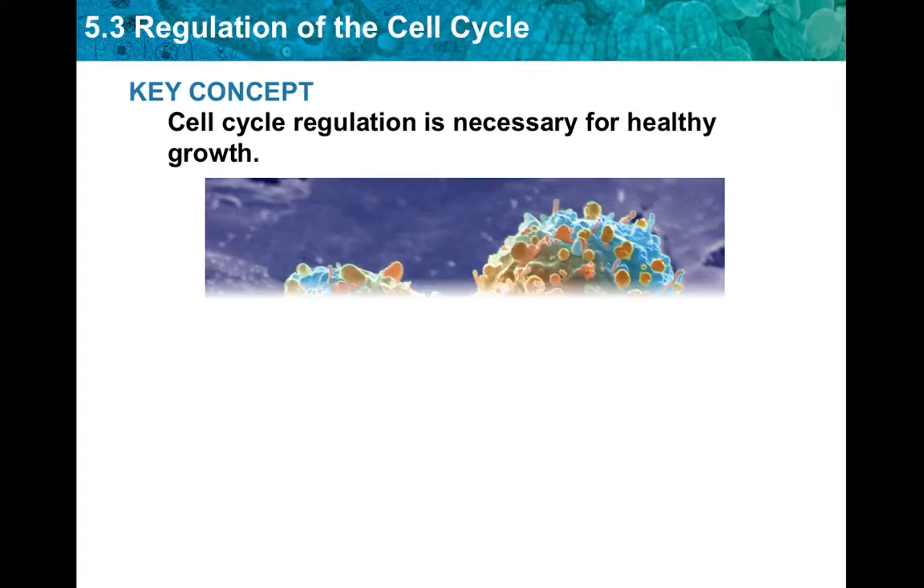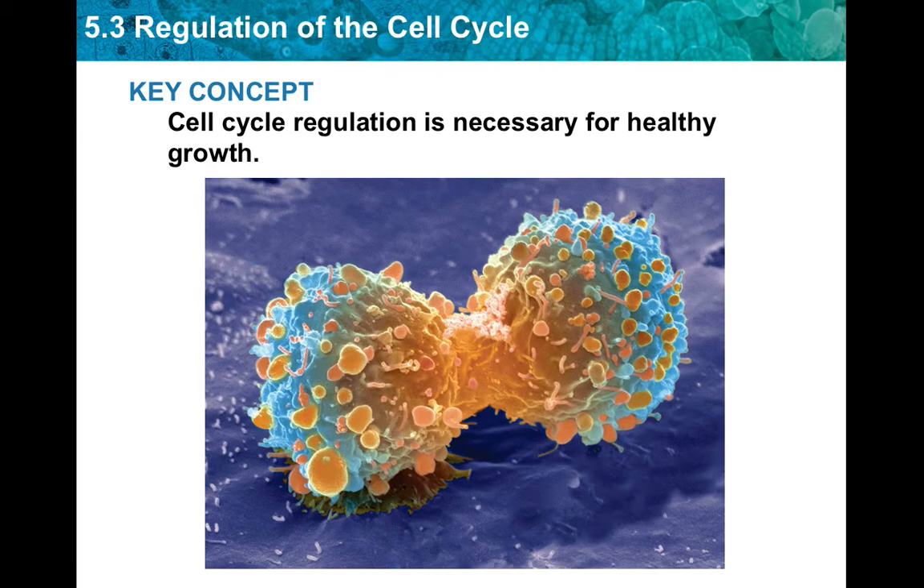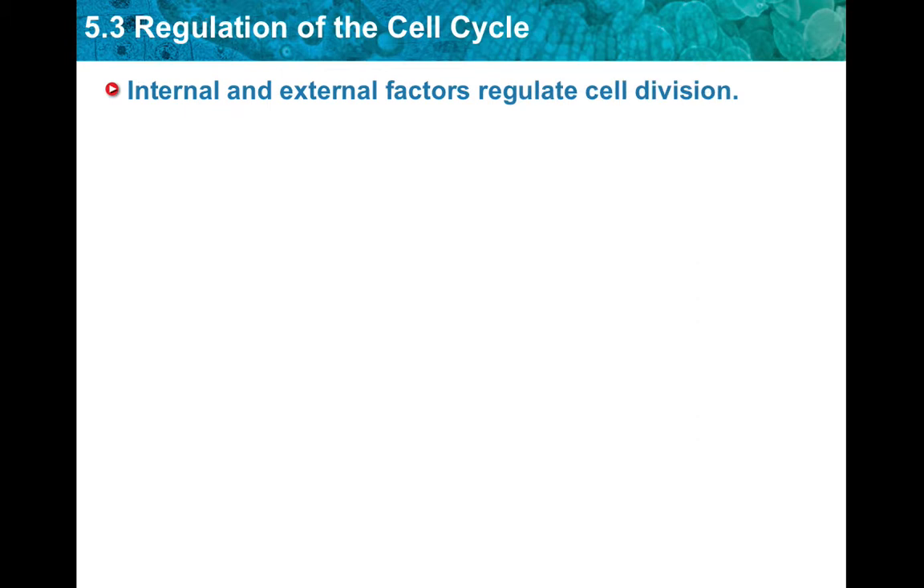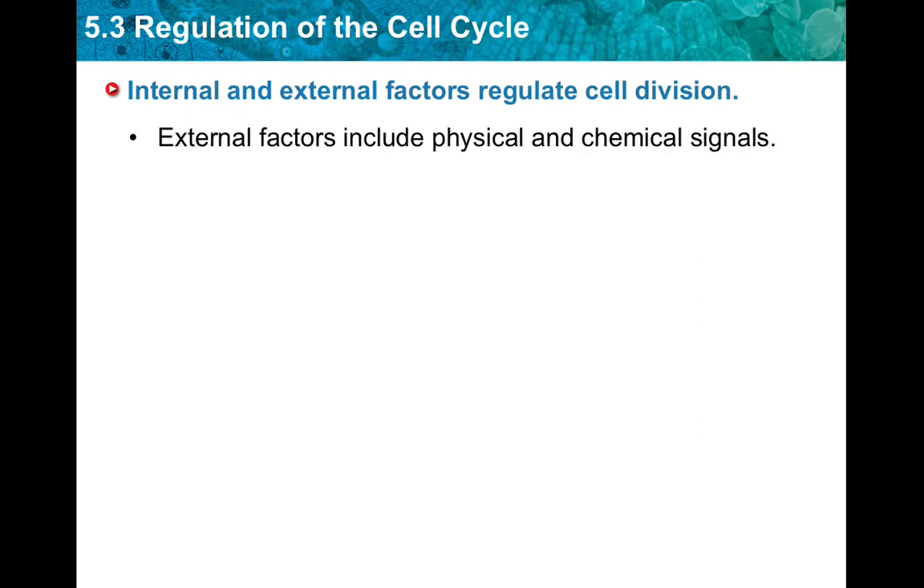Hi! Today, we're going to learn about the regulation of the cell cycle. Internal and external factors regulate cell division. External factors include physical and chemical signals. It happens outside the cells, such as interaction with other cells and parts of the body.